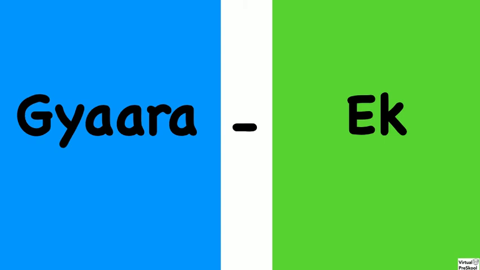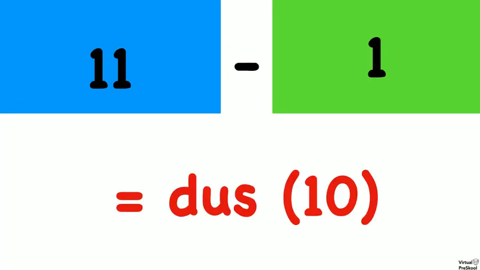Gyara minus ek. Gyara is a word we've heard many times already today. So what number is gyara? And what number is ek? Gyara is 11, right? And ek is our first number, 1. So what is gyara minus ek? 11 minus 1 is 10, right? And how do we say 10 in Hindi? Das. We say das.